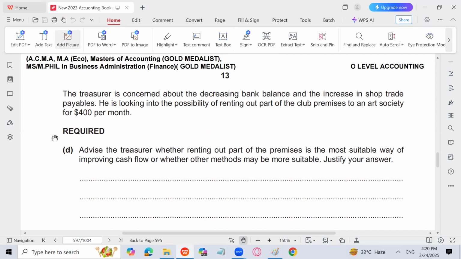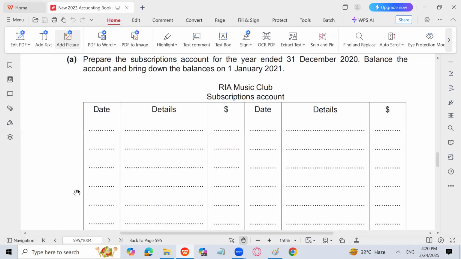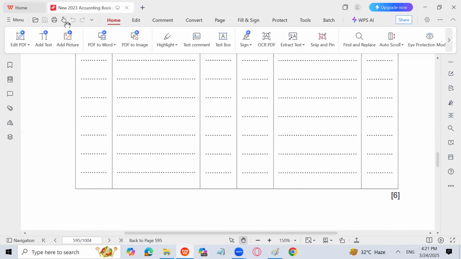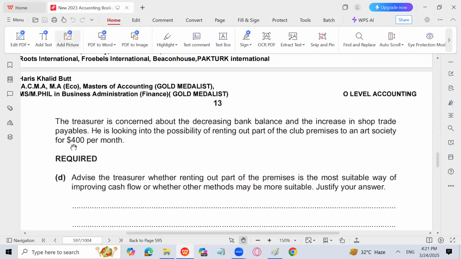Justify your answer. If you are renting out part of the club premises, then obviously the premises will not be utilized by yourself. If it is already vacant, available with us and not utilized by us, or we are not in need of that premises, then you can let it out for 400 per month, because it will add 4,800 in a year. And 4,800 is a good amount, which will improve our bank balance, because the bank balance is getting low. Already it is low, 240 and then 110. We can do that. By renting out the premises, we can improve the cash flow.